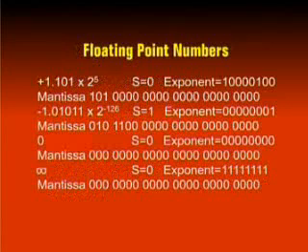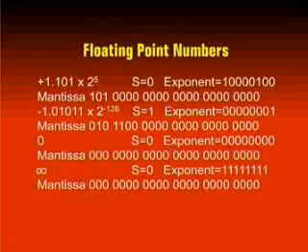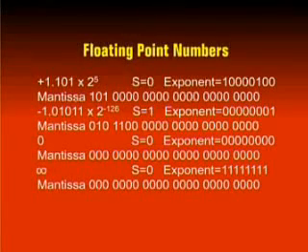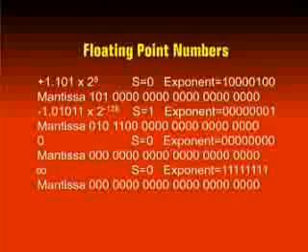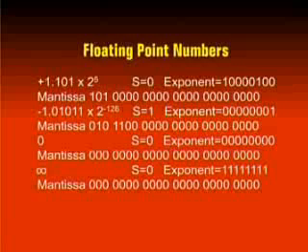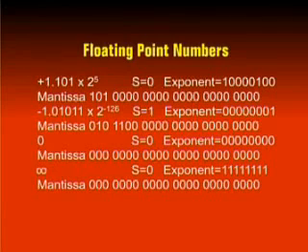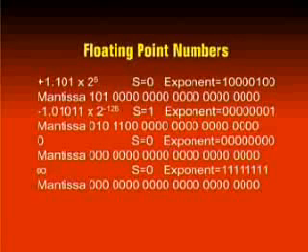Let us consider a few examples of floating point numbers. Consider the first example, positive 1.101 into 2 power 5. What is the sign bit? It is positive. The number is positive. What is the 8-bit exponent field? Well, the exponent is 5. Since we are using biased 127 number system, the exponent value is 5 plus 127, 132, represented in binary, of course.